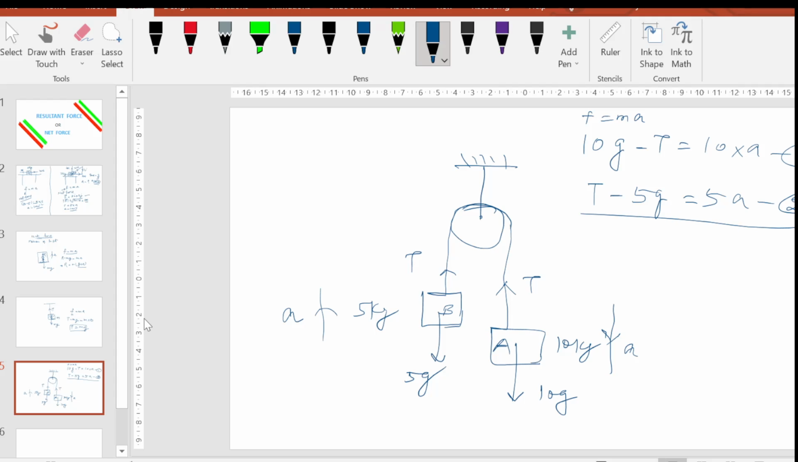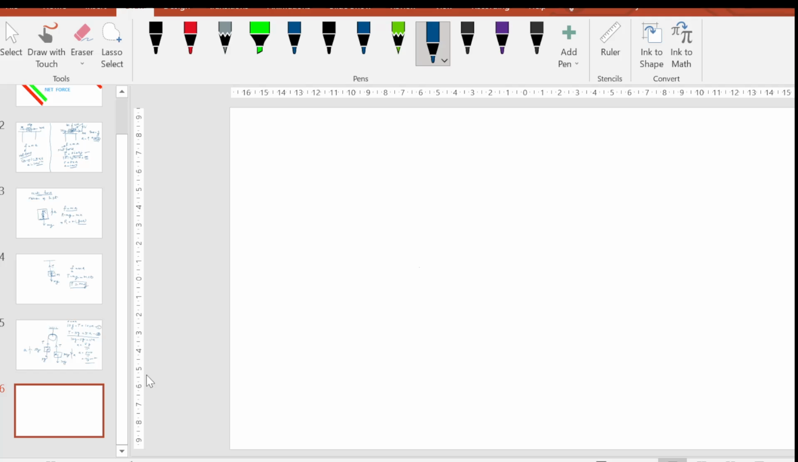I will add equation 1 and 2. Finally what I will get is 10g minus 5g equals 15a. So finally, what will be the acceleration? a equals 5g divided by 15. Taking the value of g as 10, it will become 5 into 10 divided by 15. So it is 10 by 3 meters per second squared. Like that, we can calculate the net force. I think you have understood how to calculate the net force.